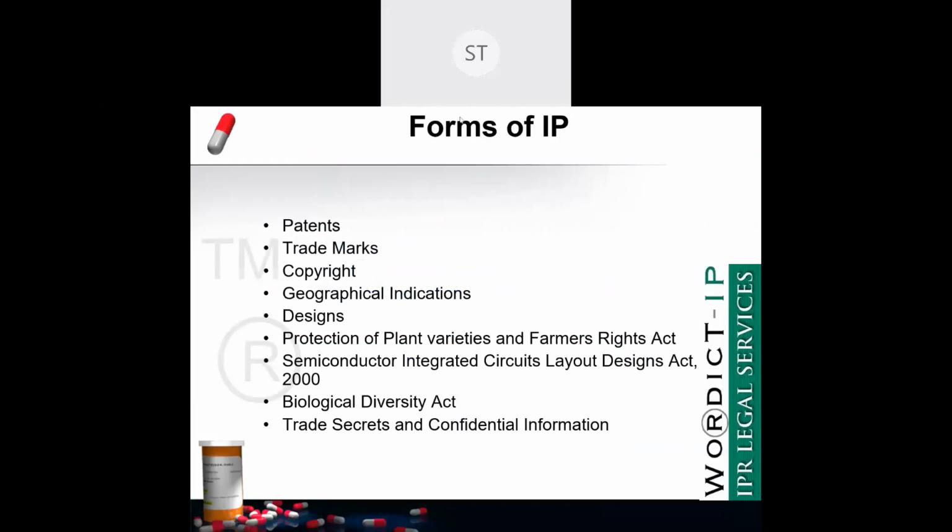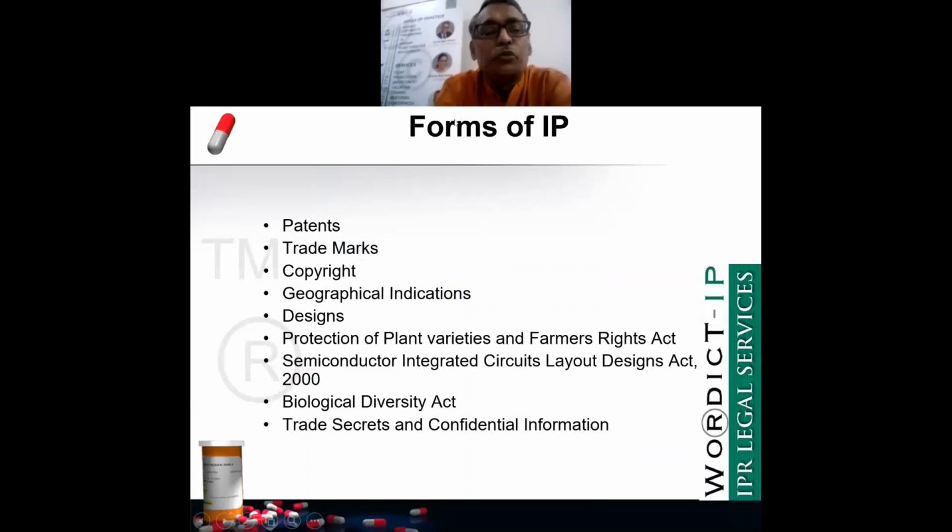Now, these are all the forms of IP. I don't need to go through this. Patents, copyrights, GIs, designs, protection of plant varieties, semiconductors, biological diversity, trade secrets, confidential information. In all this, except the last, that is trade secrets and confidential information, the rest of the intellectual property is all codified. That is, you have a law written down, promulgated by the parliament and enforced by the courts. Right? Next slide, please.